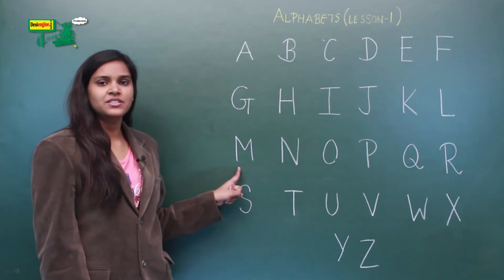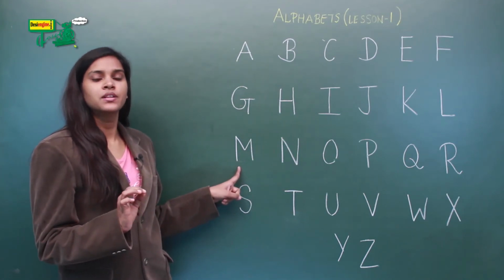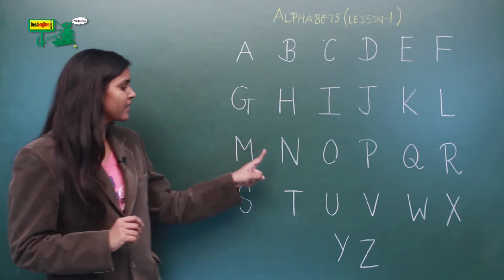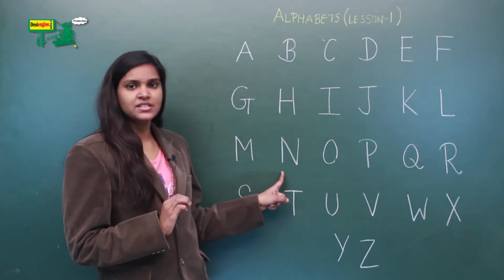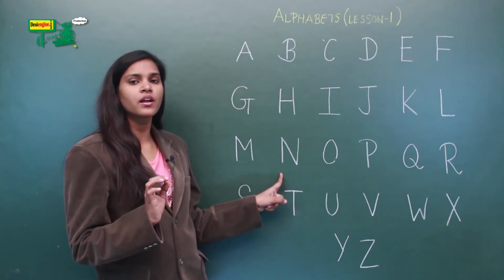The next alphabet is M and the sound that it makes is im. The next alphabet is N and the sound that it makes is in.